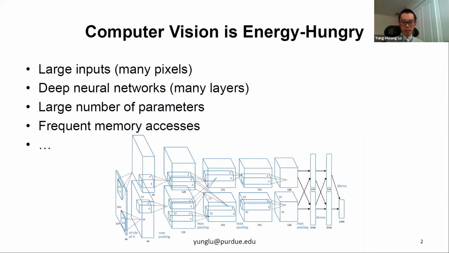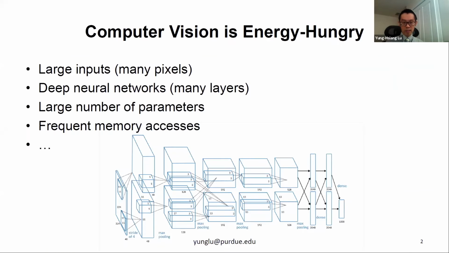Computer vision in general is kind of energy hungry for many reasons. One reason is computer vision needs a lot of data as input. An image can have millions of pixels, and for video, if you add the time, the data can be gigabytes easily. At the same time, digital cameras have become very cheap, and it's very easy to produce a lot of data.